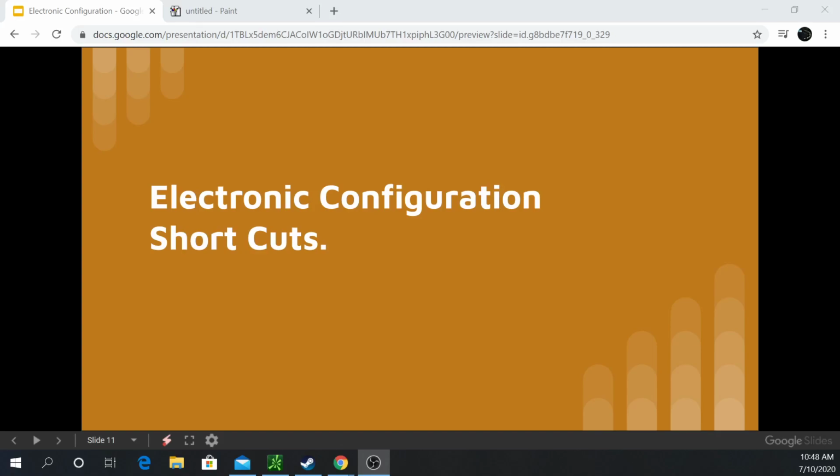All right. Now, welcome to the second lecture for electronic configuration. Today, what we're going to do is go over the shortcuts to figuring out electronic configuration.